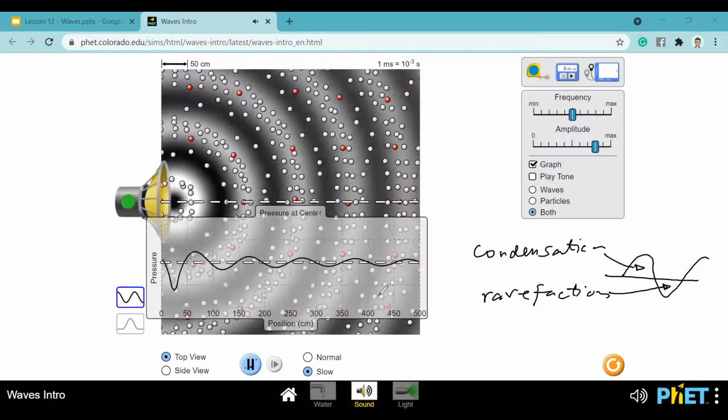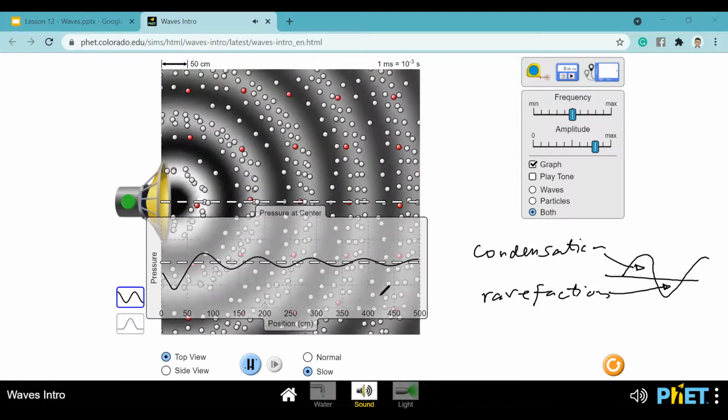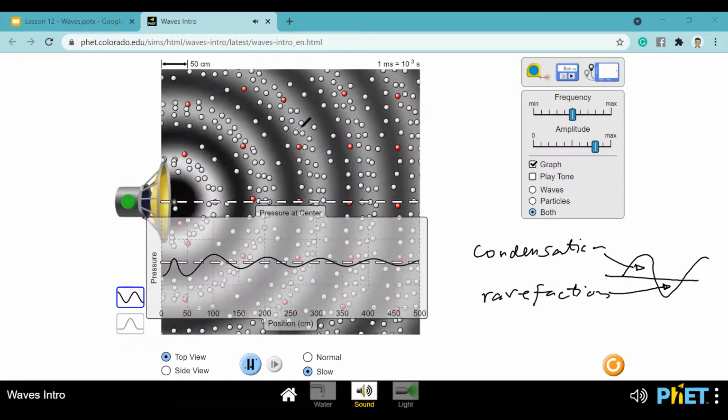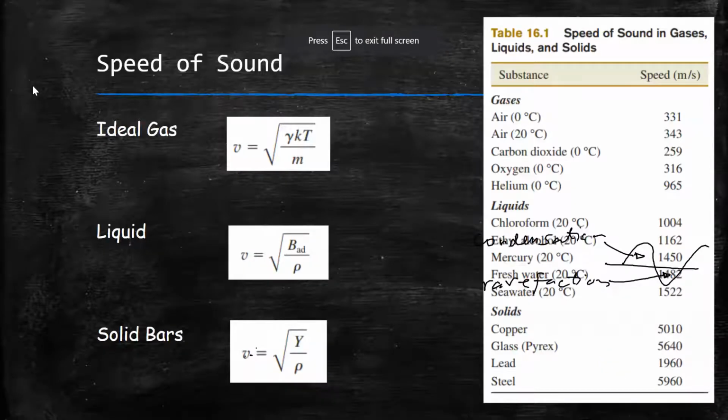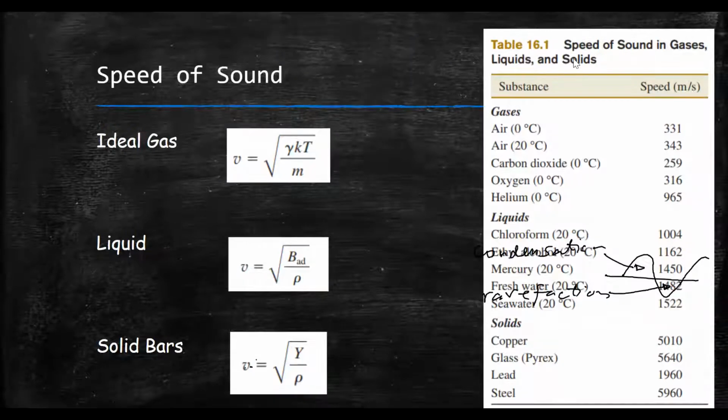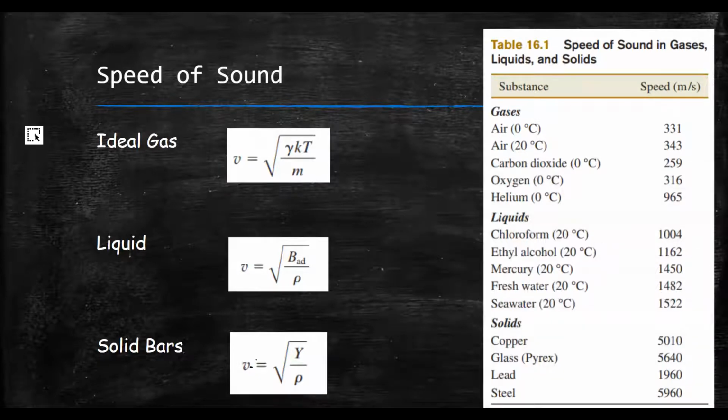So sound travels through gases, liquids, and solids at considerably different speeds. Now going back to our presentation, you can see here the table of the speed of sound as it travels through different media. And also how we are going to determine the speed of sound if it travels in a gas, in a liquid, or in a solid bar, using these formulas.